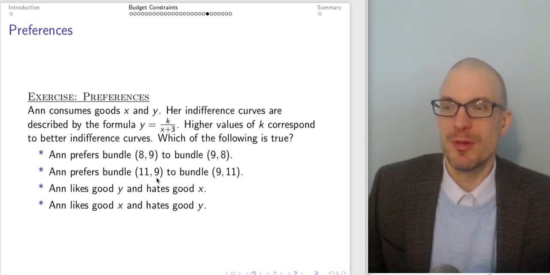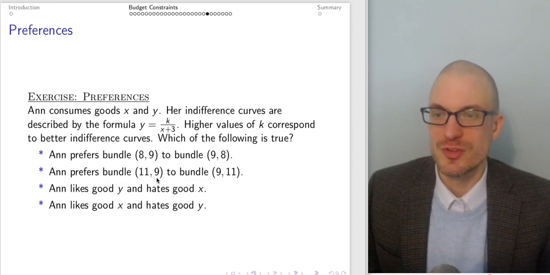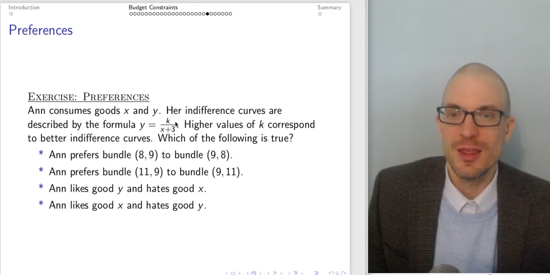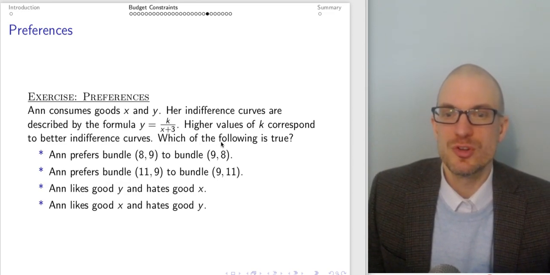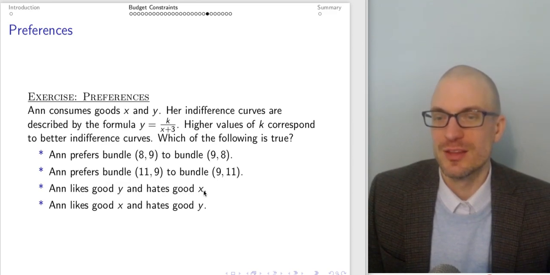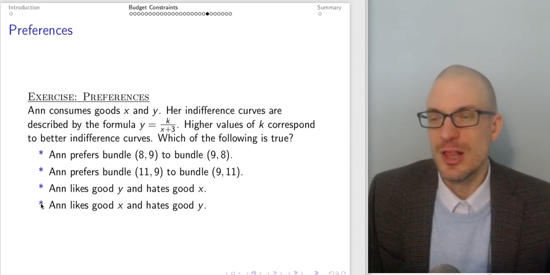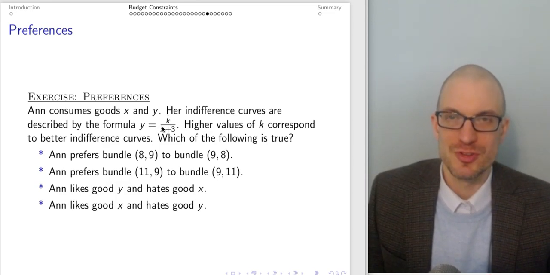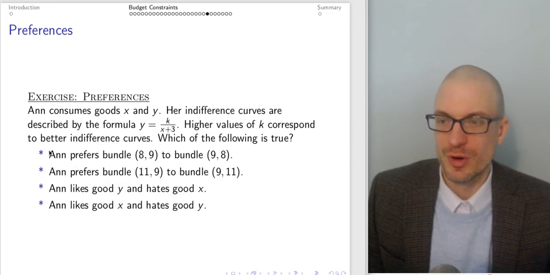All right, so here's an example. Anne consumes good X and good Y. Anne's indifference curves are described by this formula: Y is equal to K over X plus 3, where K corresponds to higher indifference curves. Which of the following is true? Anne prefers bundle (8,9) to bundle (9,8); Anne prefers (11,9) to bundle (9,11); Anne hates Y, or likes Y and hates X; or likes X and hates Y. We can eliminate C and D because these indifference curves are not going to give us upward sloping straight lines, so we don't have bads. So we're going to consider A and B.